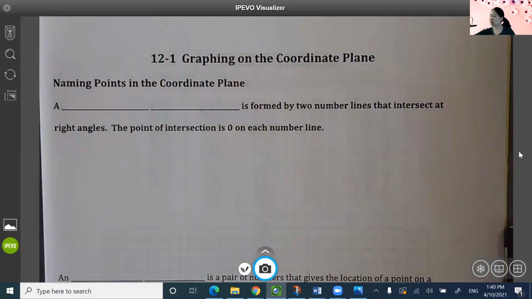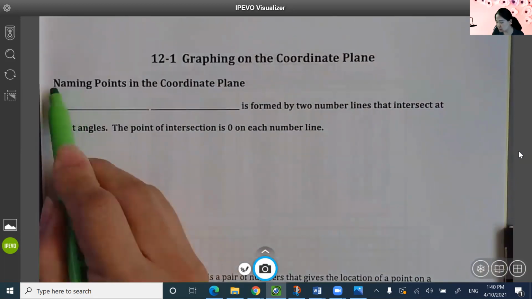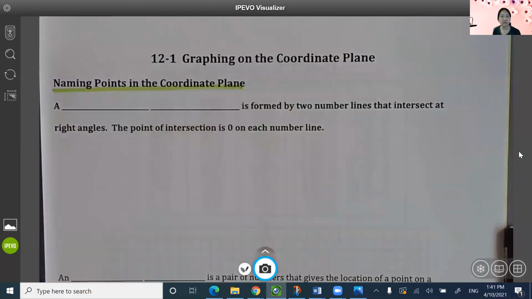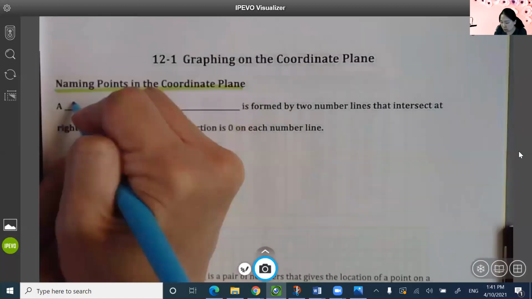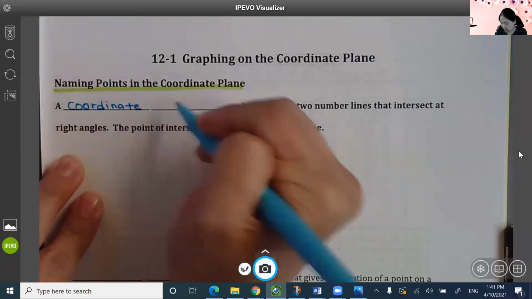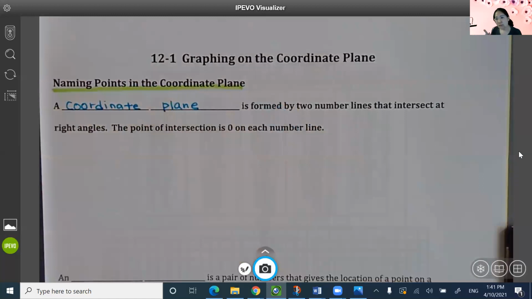So let's first start with our definitions. In order for us to name points in the coordinate plane, we first need to know the definition of what a coordinate plane is and then some parts about the coordinate plane. Okay, so what is a coordinate plane? Well, a coordinate plane is formed by two number lines, one horizontal and one vertical number line.